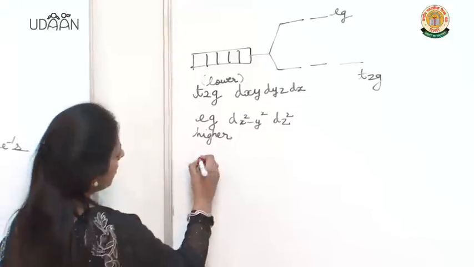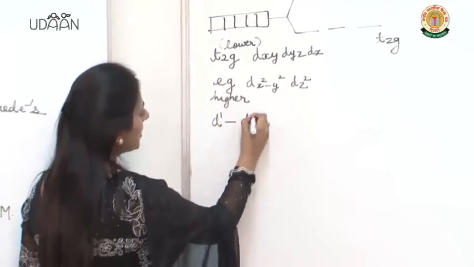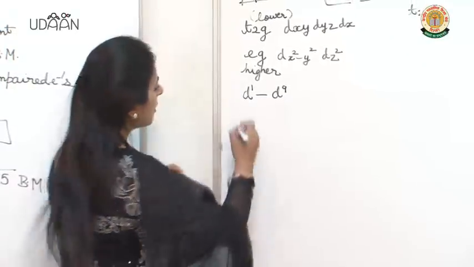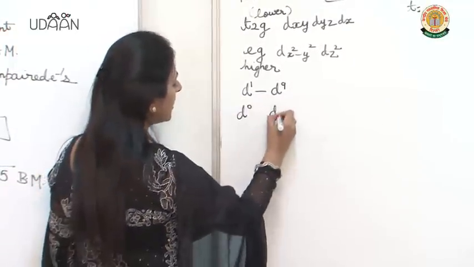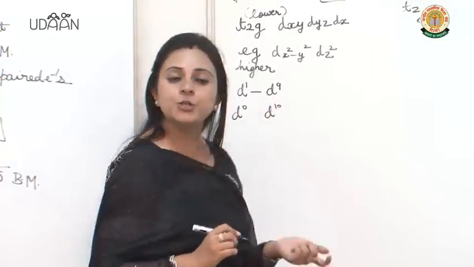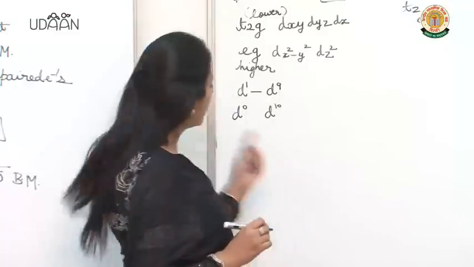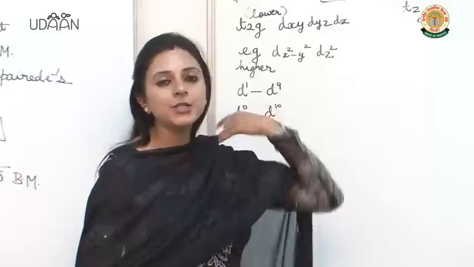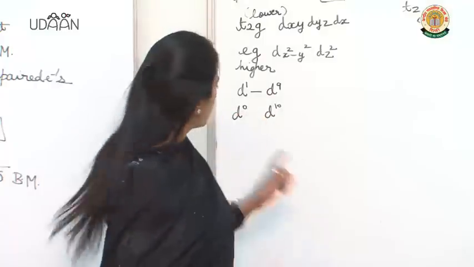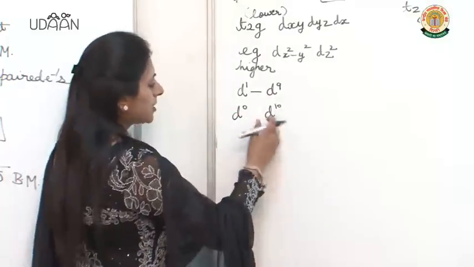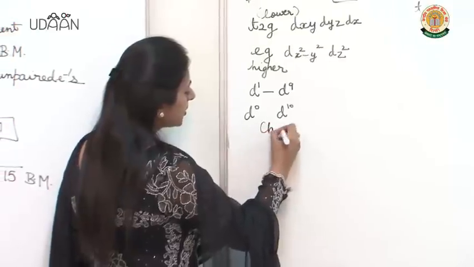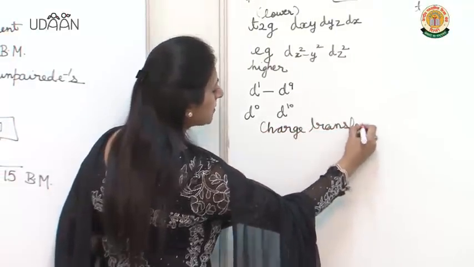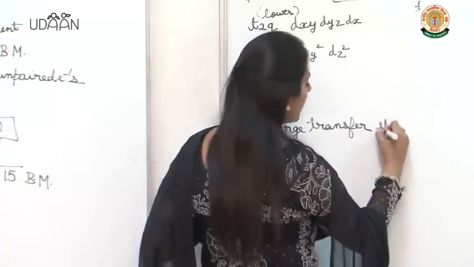Now the configurations from d1 to d9 can show d-d transition, but configurations d0 and d10 cannot show crystal field splitting. Why? Because they do not have any partially filled d orbital. So for these configurations, the color is shown by charge transfer spectra, and in charge transfer spectra the color is very intense.